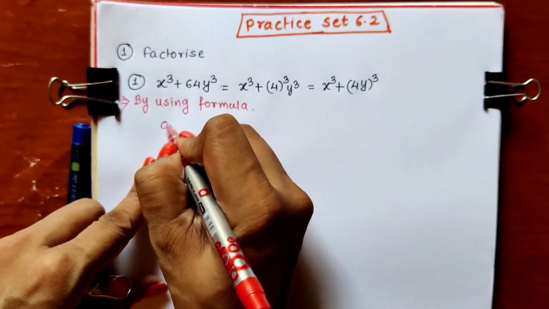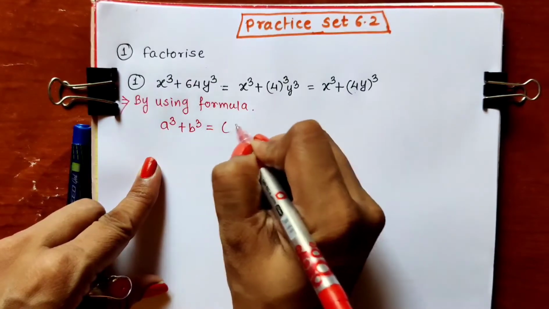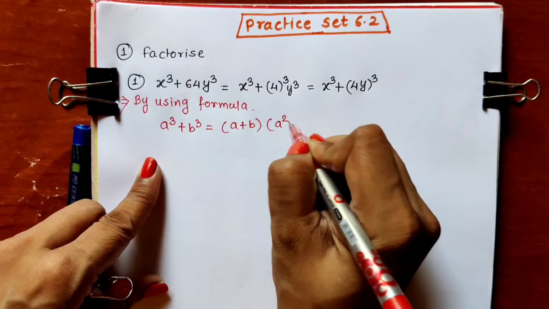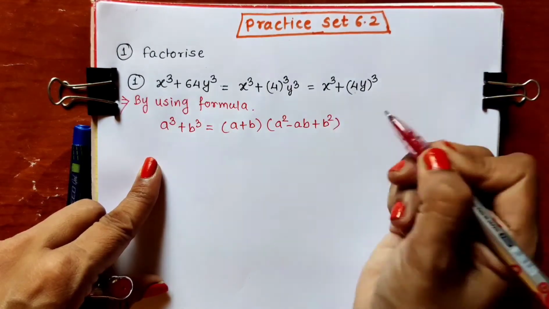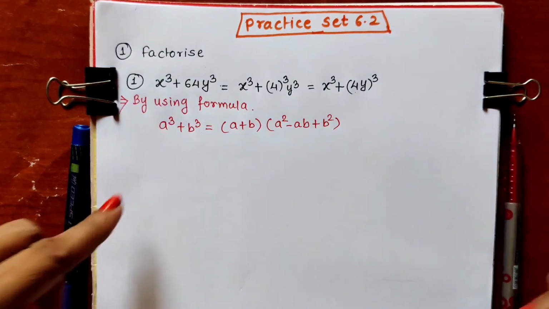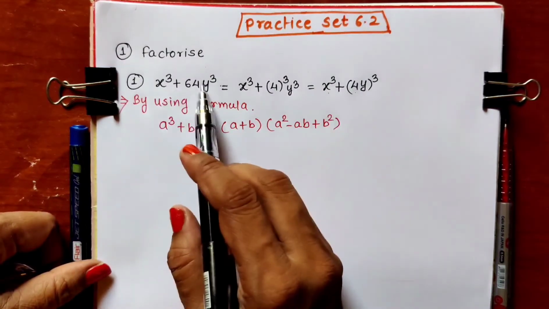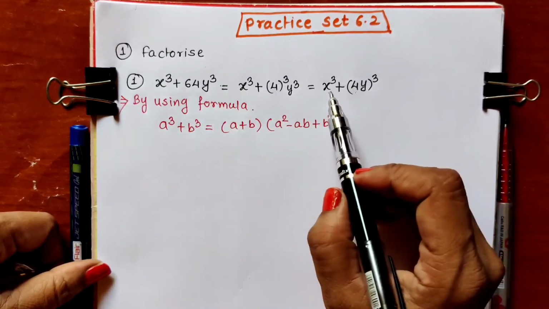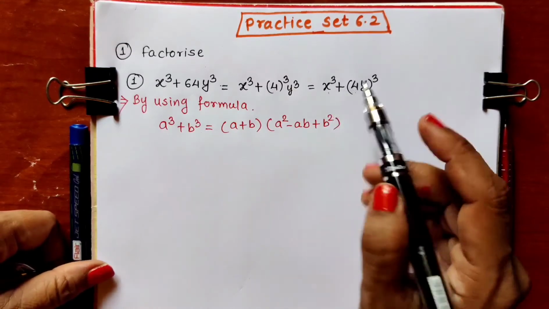So I write the formula: a cube plus b cube is equal to a plus b in the first bracket, in the second bracket a square minus ab plus b square. So now we will be writing our sum. Our sum we write in the cube format. We will not write the question as given. The terms which we have converted into cube format, we will be writing those terms.